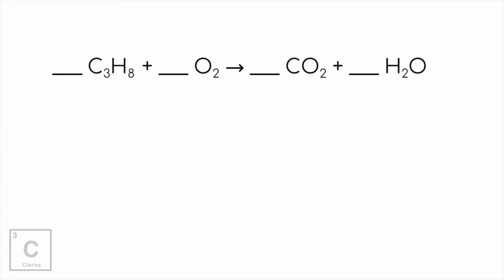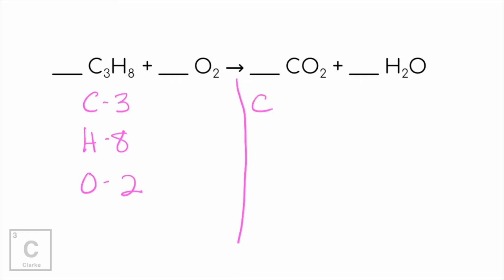Let's do another one. I'm going to separate my reactants and products. I've got 3 carbon, 8 hydrogen, 2 oxygen. Again, I'm going to keep that same order. Carbon, I've got 1. Hydrogen, I have 2. Oxygen, oh, look at oxygen. We've got 2 oxygens and 1 oxygen, and they are connected by this plus sign. So we are going to do 2 plus 1 equals 3.